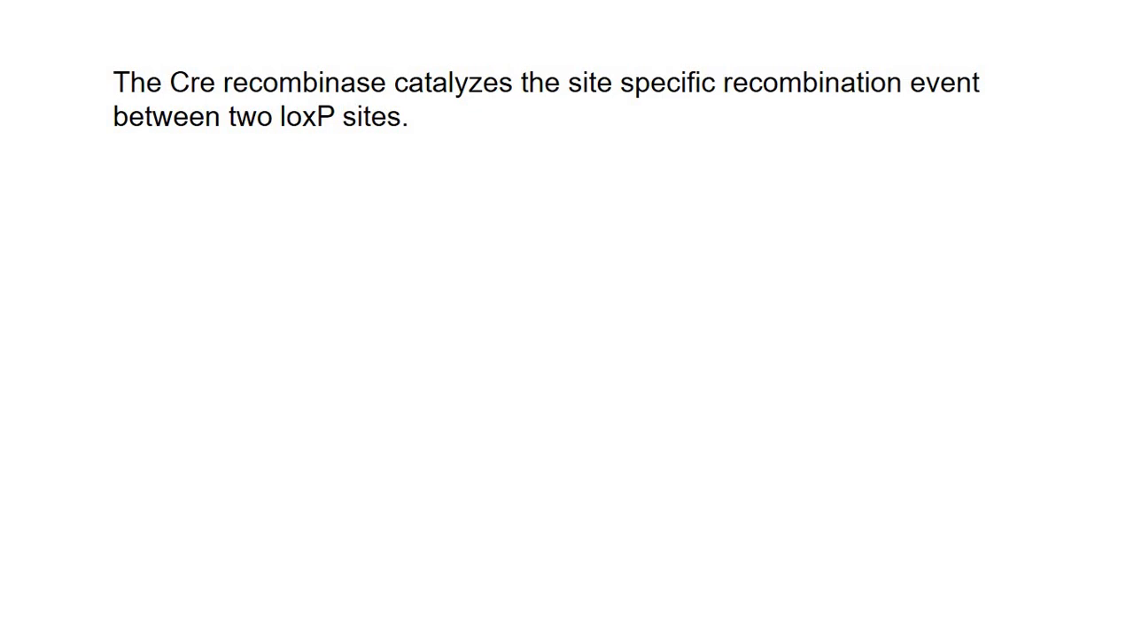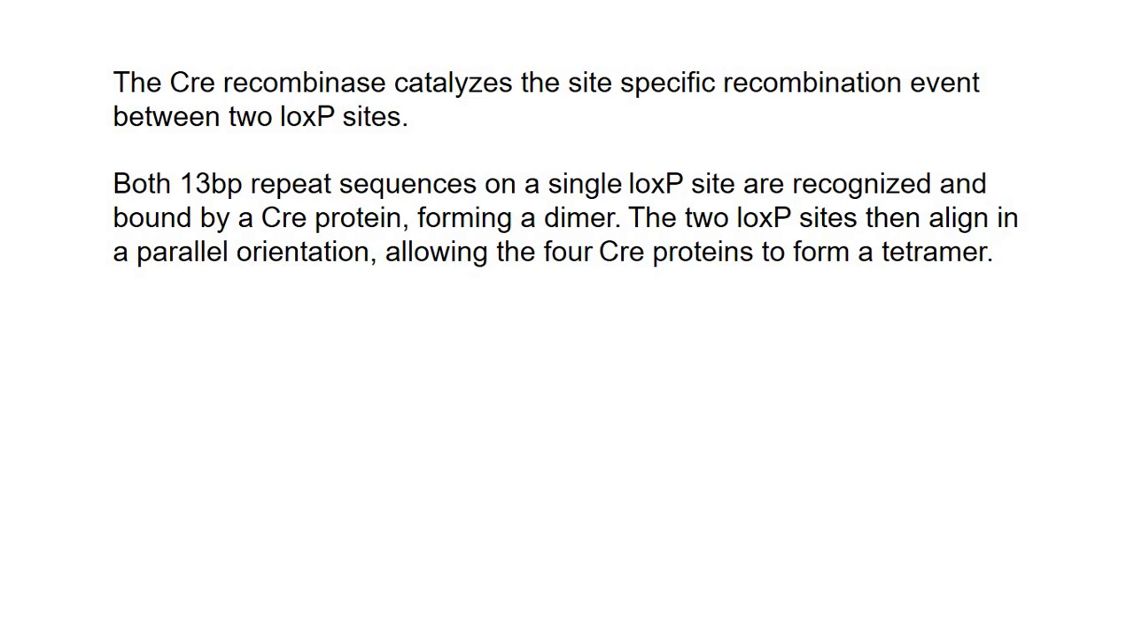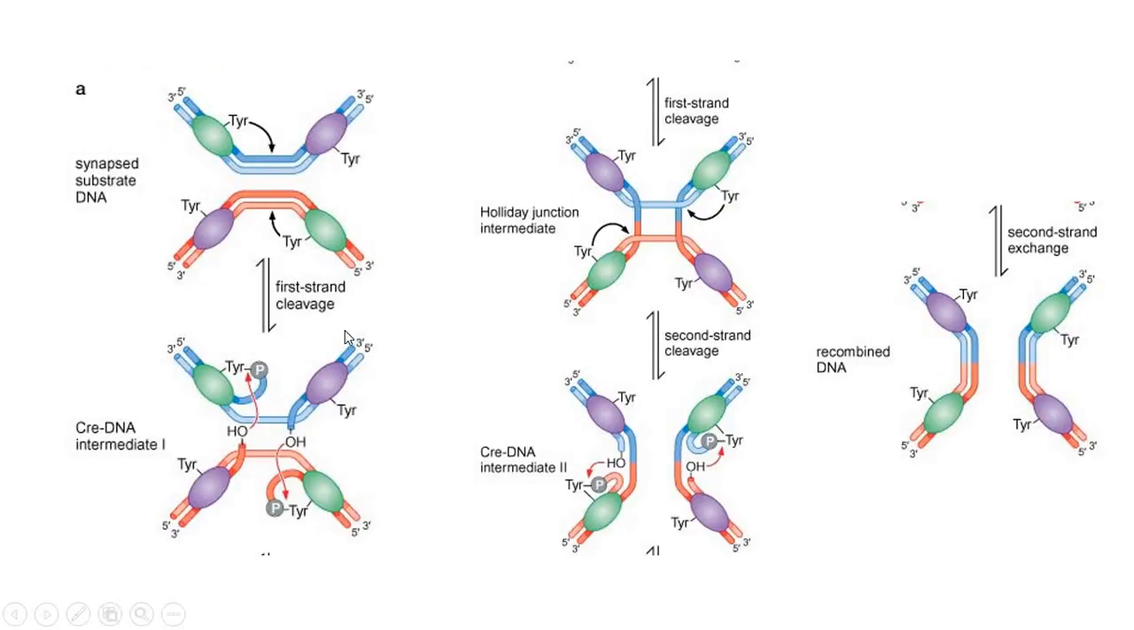The Cre recombinase catalyzes the site-specific recombination event between two LOXP sites, so these LOXP sites need to be present. Both 13 base pair repeat sequences on a single LOXP site are recognized and bound by the Cre proteins. They form a dimer. Then these two LOXP sites align in parallel orientation, with four Cre proteins forming a tetramer. Here, this is a LOXP site, and this is a LOXP site. They will find each other, and then bind as a dimer here and a dimer here, so a total of a tetramer. That means four Cre together.